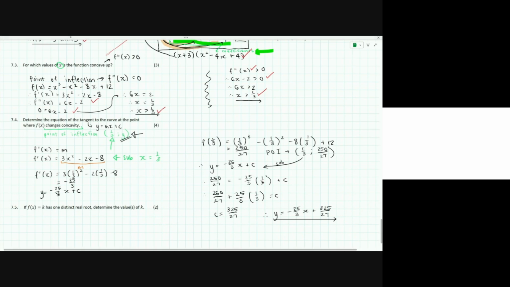So just the mark allocation here so you can see it. You're going to get a mark for obviously calculating this y coordinate. You're going to get a mark for calculating the gradient. You're going to get a mark for finding your c value, so substituting to find your c value, and you're going to get a mark for finding your final equation. So 4 marks here.